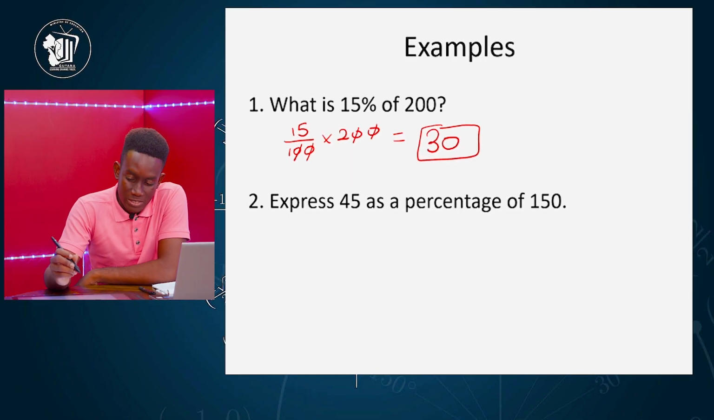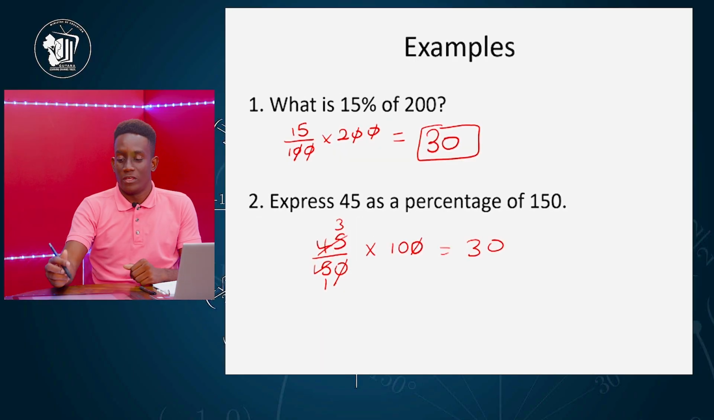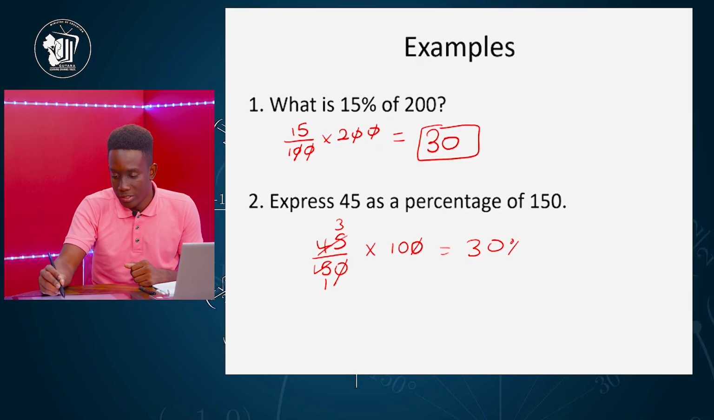Next one, express 45 as a percentage of 150. So we want to express 45 as a percentage of 150. So 45 over 150. And to get this as a percentage, we just multiply it by 100. So we work this out. This 0 will go with that 0. So 15 ones 15. 15 into 45 would be 3. So we multiply 3 times 10 would be 30. So 45 as a percentage of 150 would be 30%.